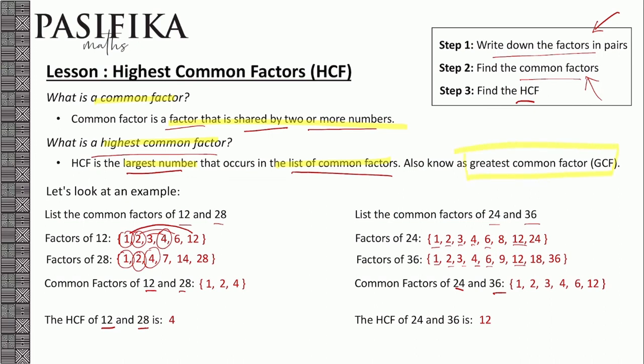The first thing you need to do is write down the factors in pairs, as we see over here. And then you find the common factors. So what tends to occur in both the list? We jot that down there. And then we find the highest common factor. In this case, we can see it quite clearly that it is going to be 4.